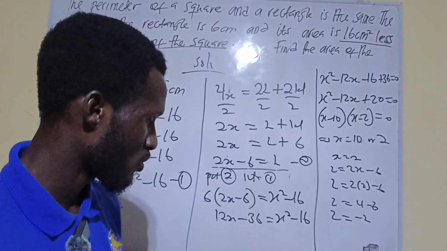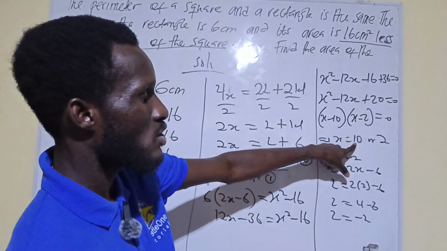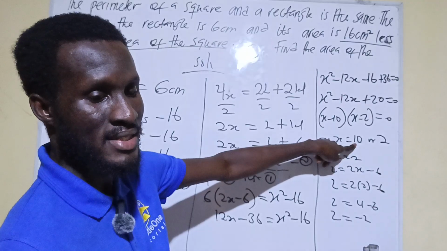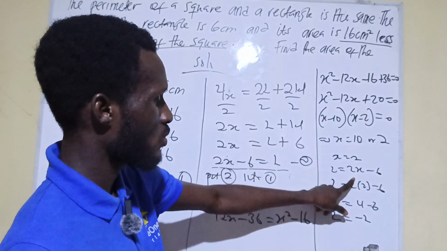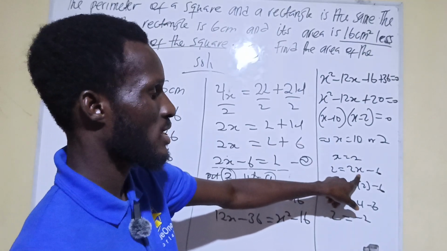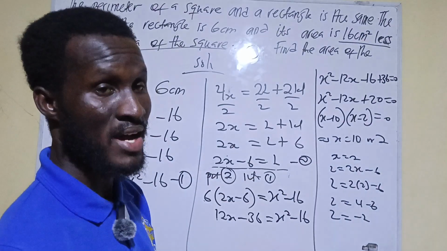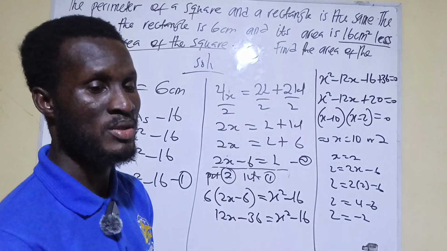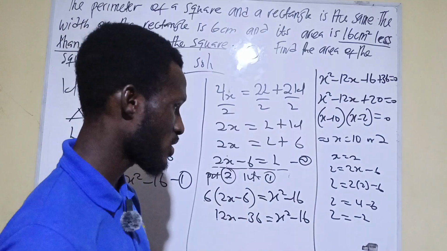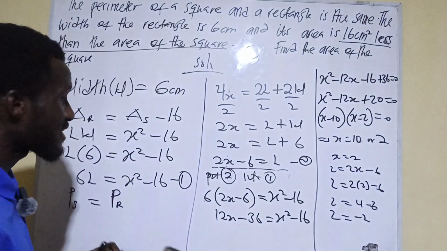It can't be possible. So I have to consider using x is equal to 10. Because when x is equal to 10, here will be 2 times 10, 20 minus 6. It gave a positive number, you get it? Or the question didn't demand anything related to a rectangle, but you have to be very, very sure of what you are doing. Some of the answers don't make sense.